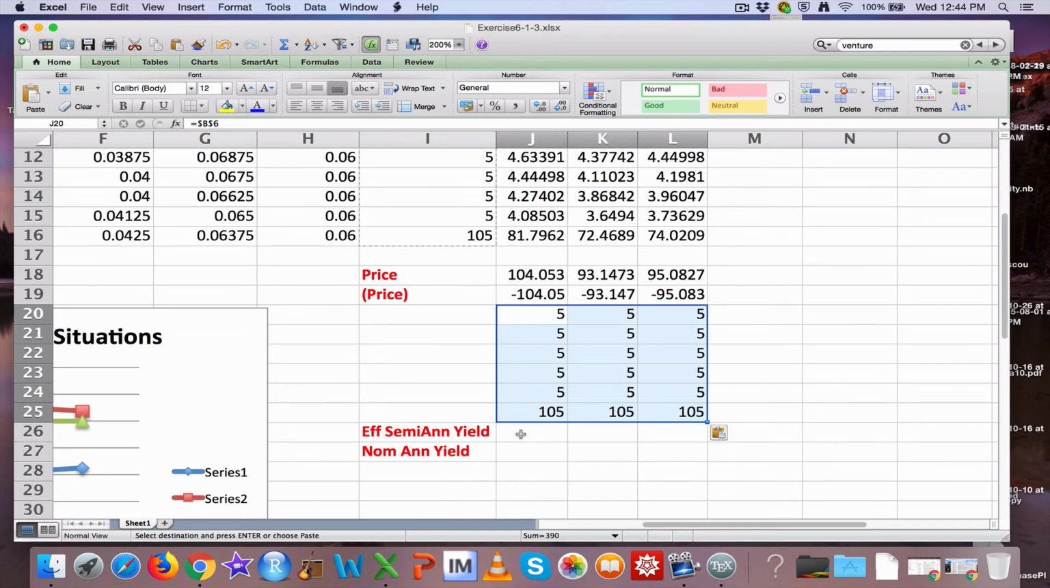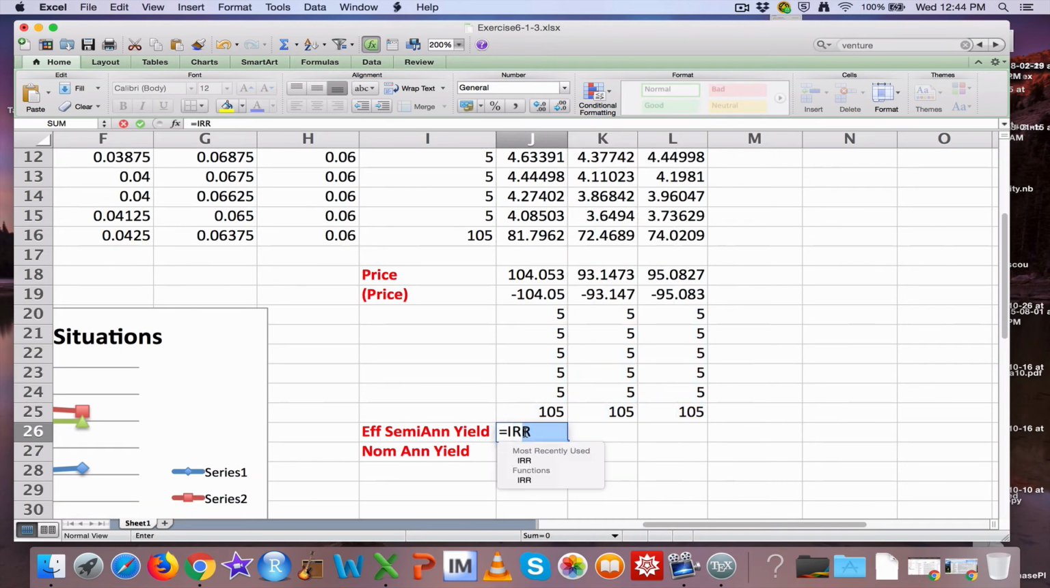And now I can use the IRR function, internal rate of return. You know this is an effective semi-annual yield because these are semi-annual payments, even though the spreadsheet doesn't know that, that's okay though. Highlight those or just type J19 colon J25. Get more decimal places. Say that many. Copy and paste this over.